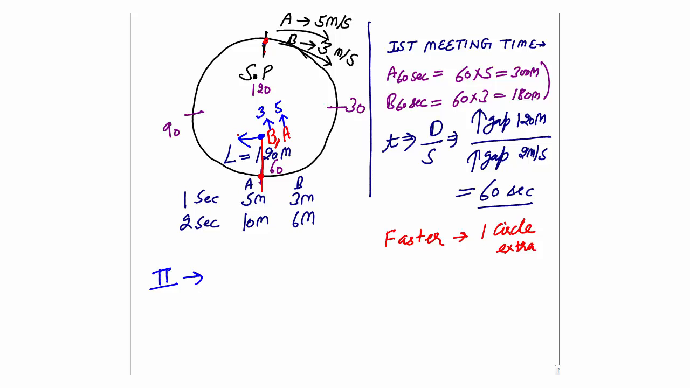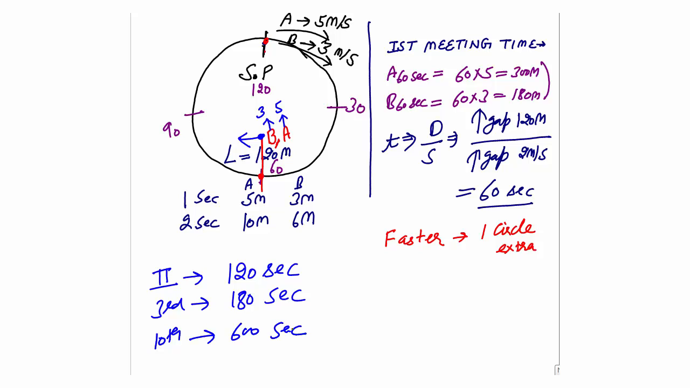Again whenever the race starts, the gap will start increasing. Again 60 seconds will be the time. So after every 60 seconds they will start meeting. So the second meeting will take place at 60 into 2, after 120 seconds. Their third meeting will take place after 180 seconds, and so on. So their meetings will take place in a multiple of 60 seconds. The 10th meeting will take place at 600 seconds.